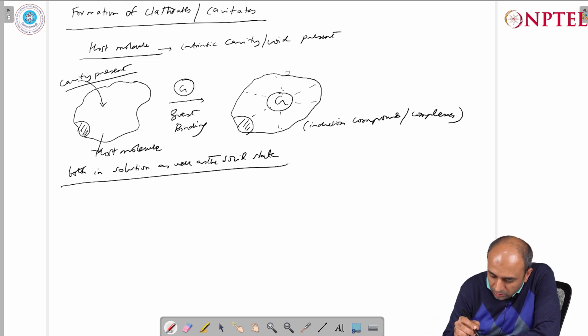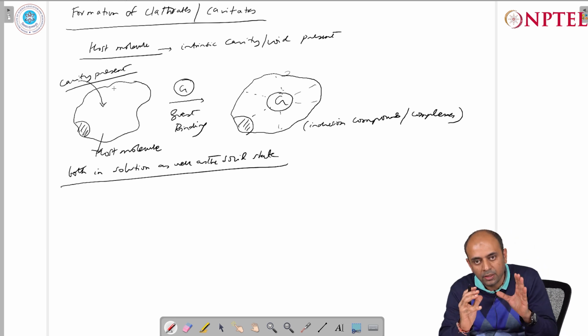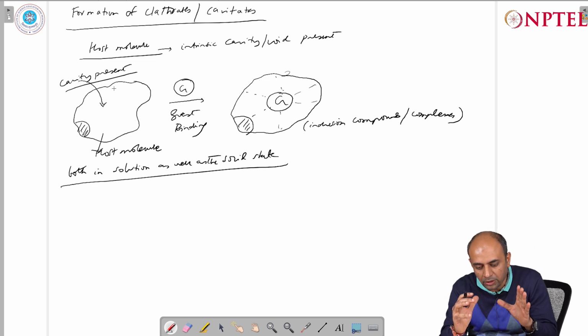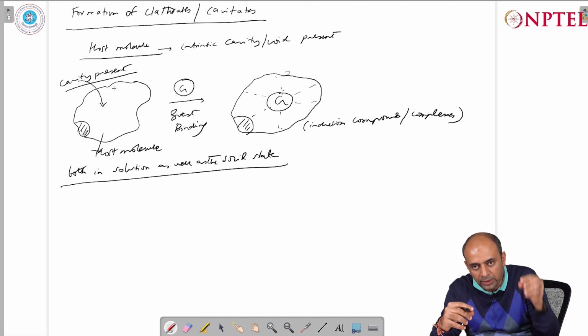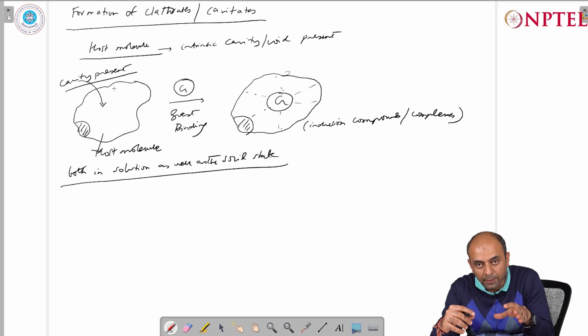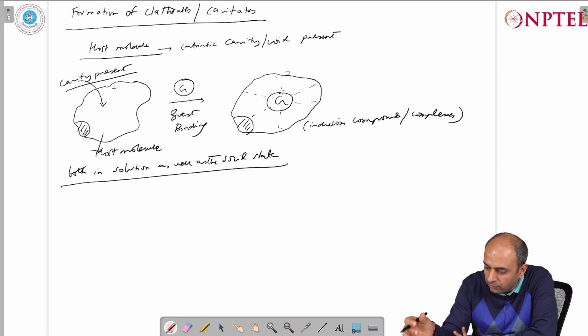So, this host molecule has intrinsically got a cavity, and when you determine the structure of this compound in the solid state, this cavity is there, and now when you take this compound in the solid state and dissolve it in a particular solvent, then the molecules are moving around in the solution, it still retains this intrinsic void or cavity, such that the cavity can now include the guest molecule, giving rise to the formation of these inclusion compounds or complexes.